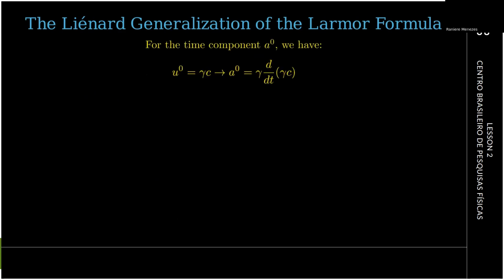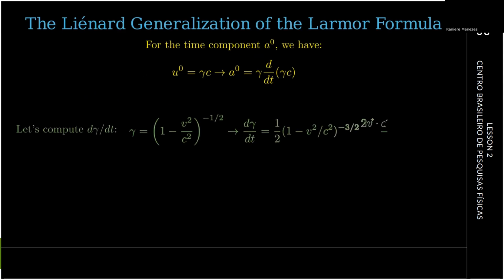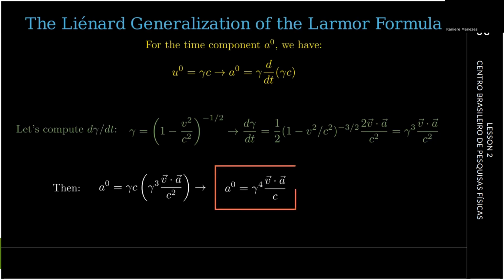For the time component, the first component is gamma c. So the acceleration is simply the derivative of this. Let's open this derivative now, the derivative of the Lorentz factor. When we differentiate it in time, we get this expression that can be simplified to that one. We can go slowly if you need. So rewriting the first component of the acceleration, we have this expression here.